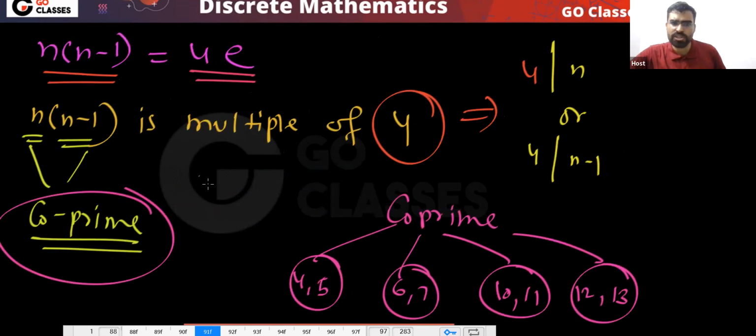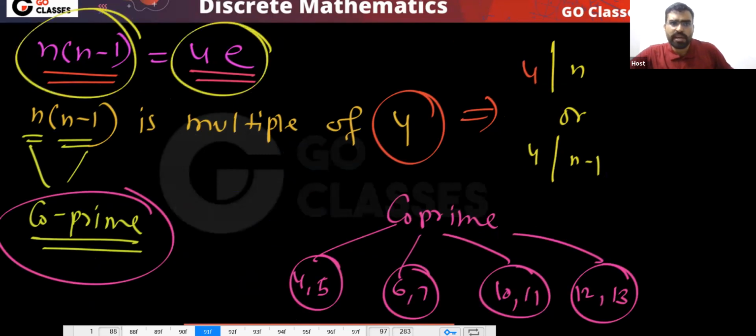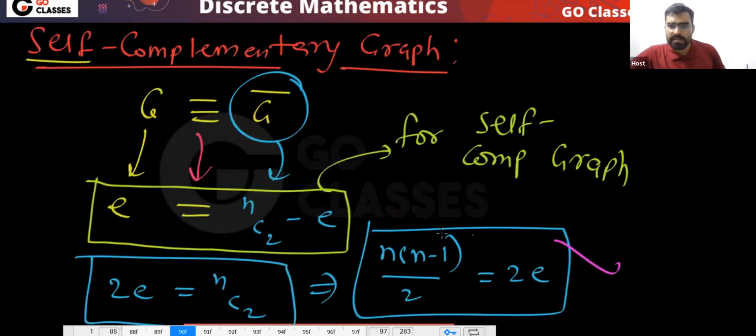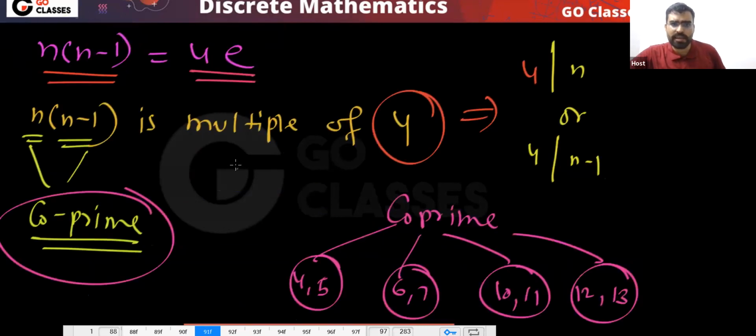They are consecutive, and consecutive numbers are always co-prime. So n comma n minus 1 are co-prime. And this number is a multiple of 4 because it is equal to 4e. It means this number is divisible by 4. You can notice here, if I put this 2 here, then this number is divisible by 4. Because this number is divisible by 4, and these are co-prime, I can say that 4 divides n or 4 divides n minus 1.